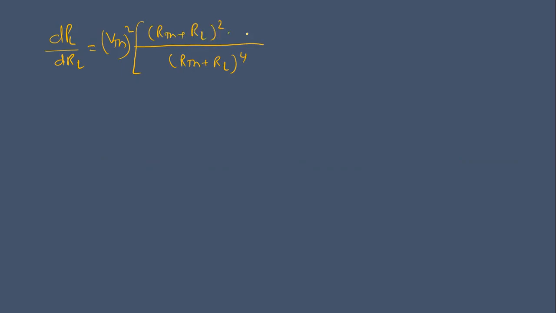Now dPL by dRL, so let us get its derivative. VTH square will be taken outside. So we have (RTH plus RL) raised to the power 4, and then we have (RTH plus RL) square into 1 minus RL into 2(RTH plus RL), and then bracket close. Now we will simplify this equation. Because this is equal to 0, we will put it equal to 0.